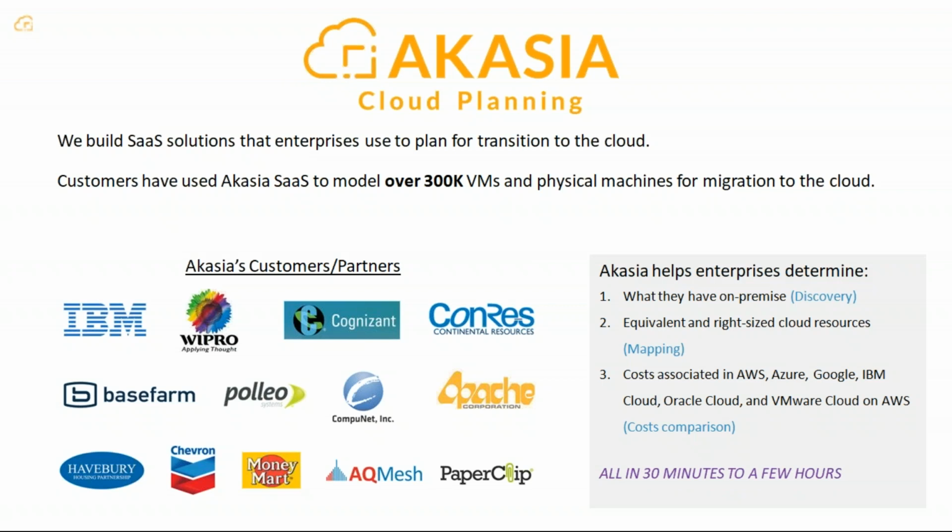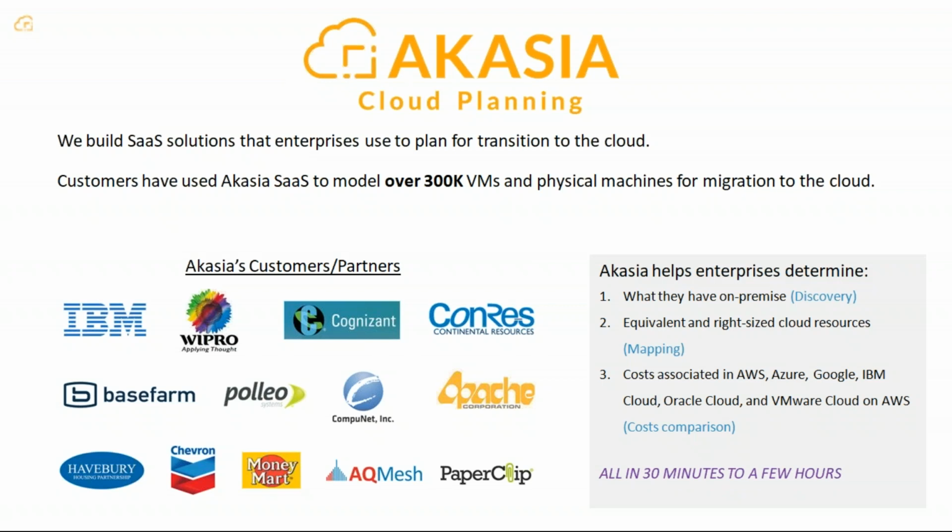The bulk of our revenue comes from systems integrators, consultants, and other channel partners who use our solutions to model their clients' environments for the cloud. We also have a significant number of end-user enterprises, such as Apache, Haveberry, Chevron, MoneyMart, AQMesh, Paperclip, and many more. These are end-user companies that essentially buy our licenses online, do the discovery, the mapping, and the modeling for their own environments.